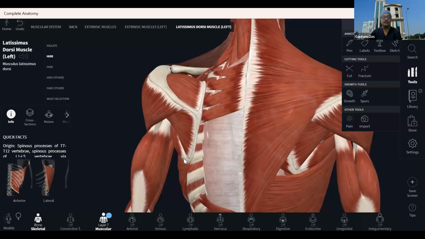And when it is lateral winging, then where do you have to go? Between the rhomboideus and serratus posterior. Okay? Clear? Above the serratus posterior.